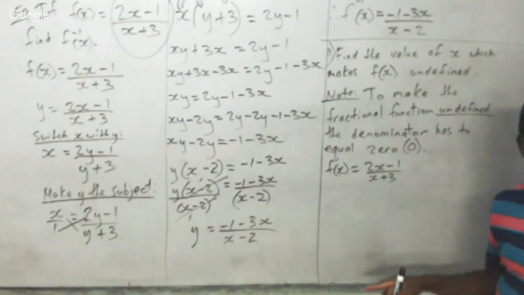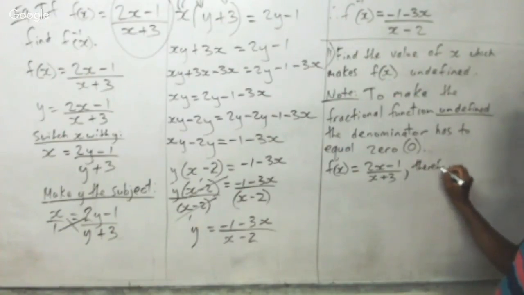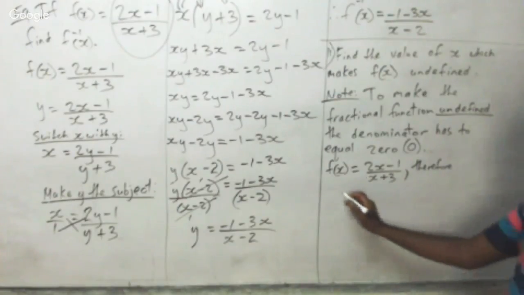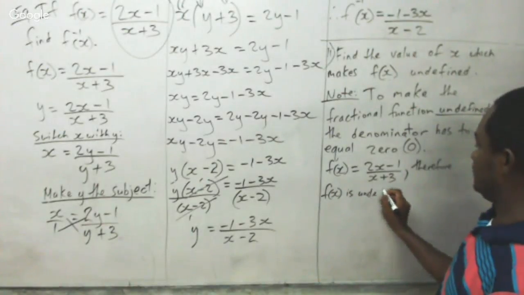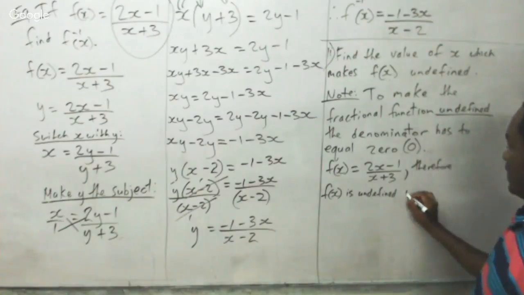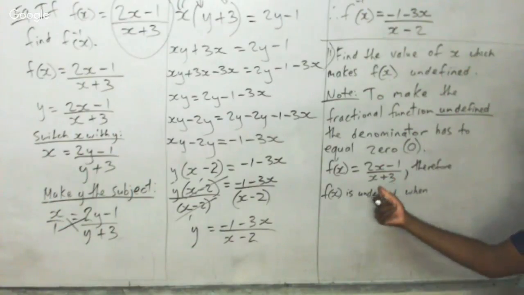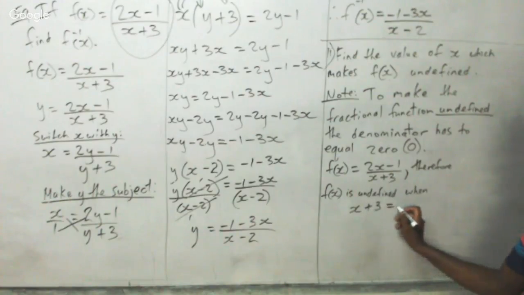F of x is equal to that. Therefore, f of x is undefined when what? What's the denominator? When x plus 3 is equal to 0.